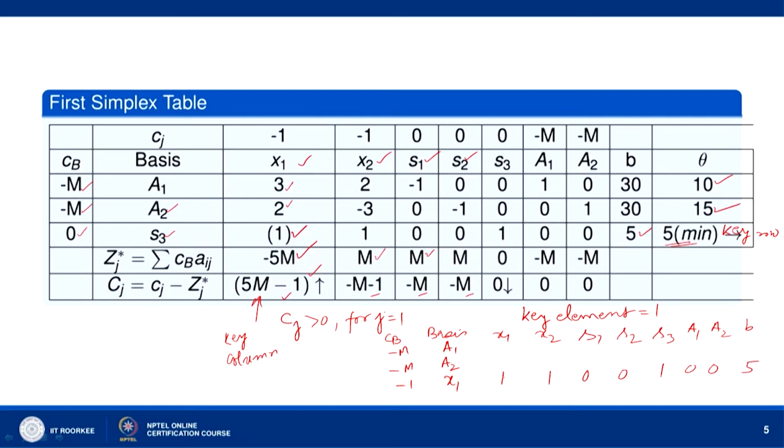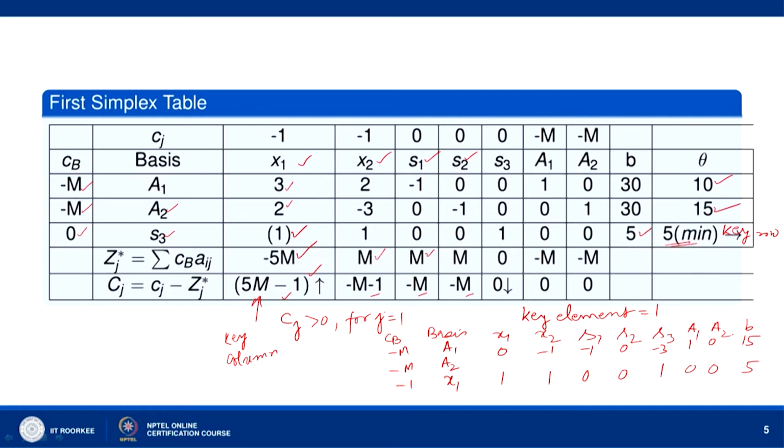Now, we multiply this key row by 3 and subtract from the first row. So, we get 0 there, and we multiply it by 3. So, 3 we subtract from 2, we get minus 1, and 3 we multiply by 0 and subtract from minus 1. So, it remains minus 1. 3 into 0 is 0, 0 minus 0 is 0, then 3 into 1 is 3. So, we get minus 3 there, and then 3 into 0 is 0. So, we get 1 here, 3 into 0 is 0. So, we get 0 here. We are multiplying by 3 and subtracting. So, 5 into 3 is 15, and 15 subtracted from 30 gives 15.